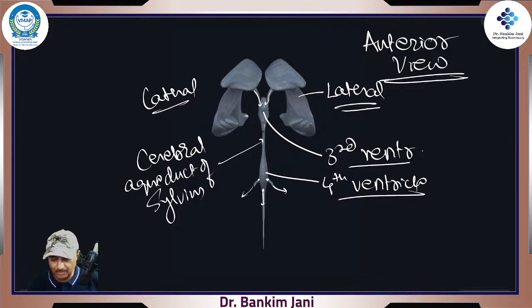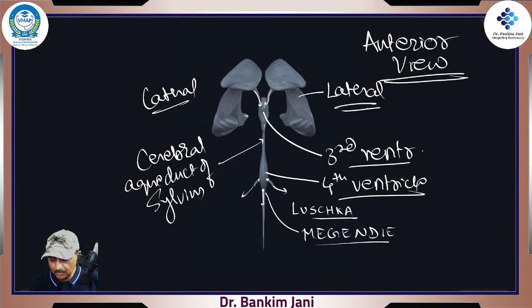So those lateral ones are called the foramen of Luschka, on both sides. L for lateral, easy to remember. And this median one is called the foramen of Magendie. So foramen of Luschka and foramen of Magendie, this is how the whole structure would be.